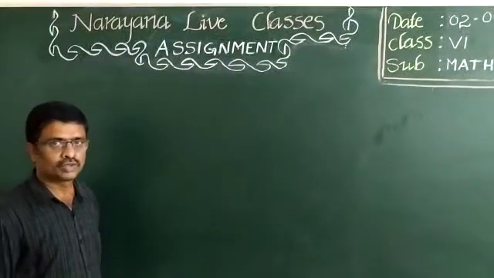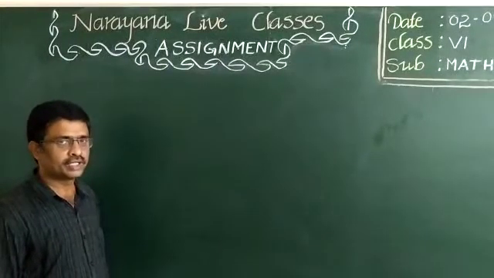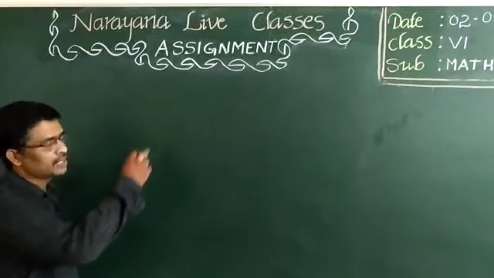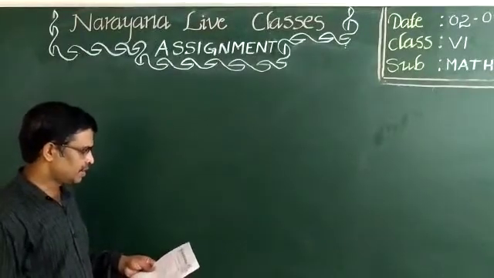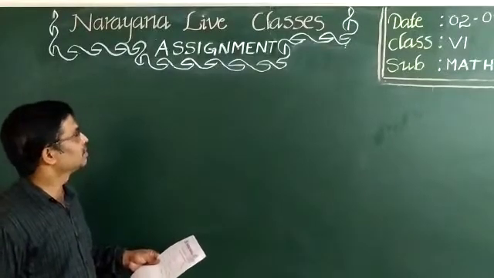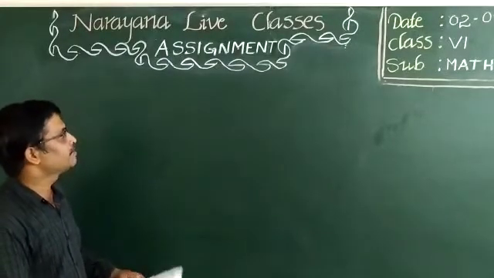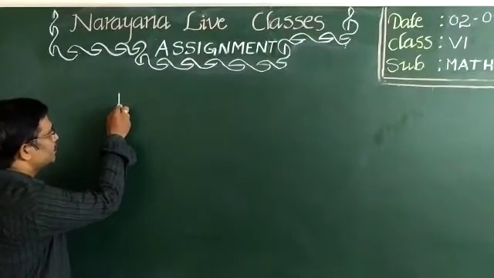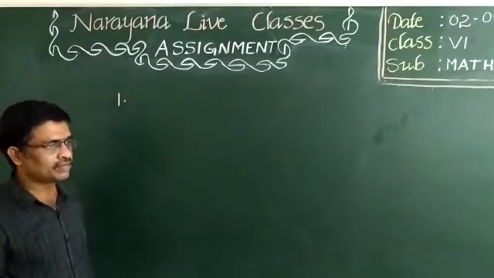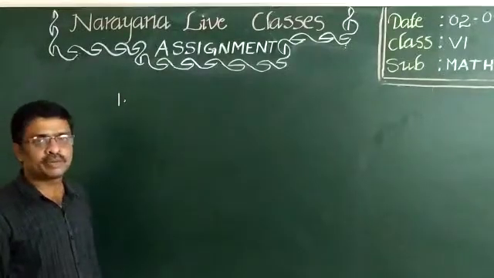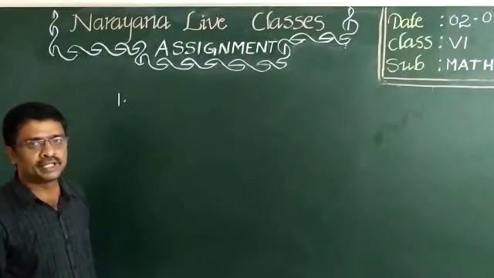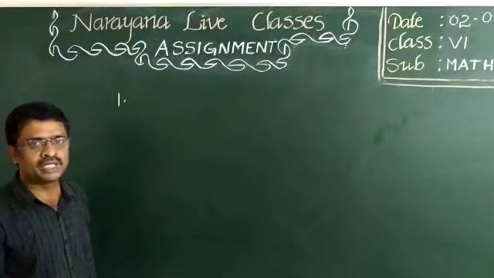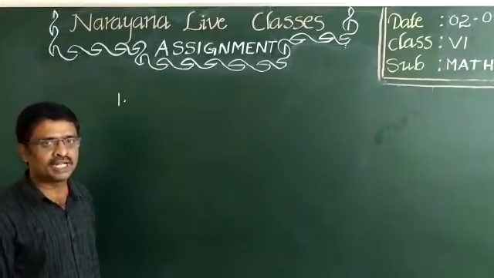Right. Good morning, children. Today we are discussing assignment number 11. In the first one, write the correct one. Define twin primes. The definition of twin primes they are asking. Already we discussed prime numbers. What is a prime number? A number which has only two factors, 1 and itself, is called a prime number.